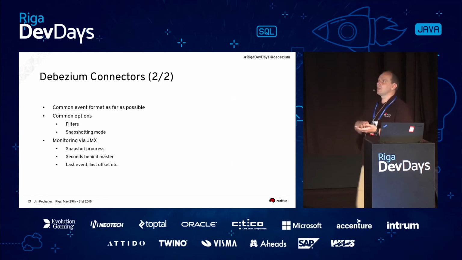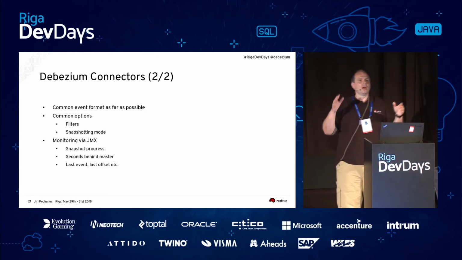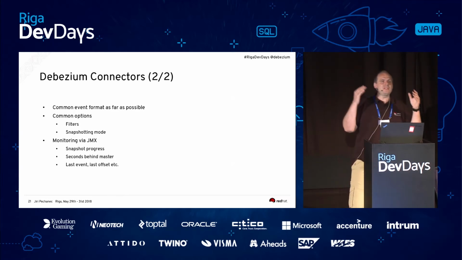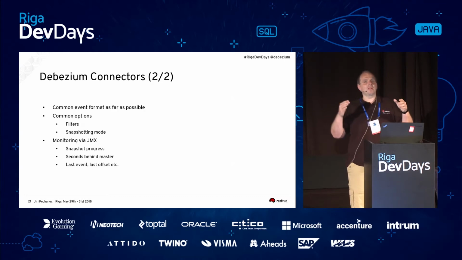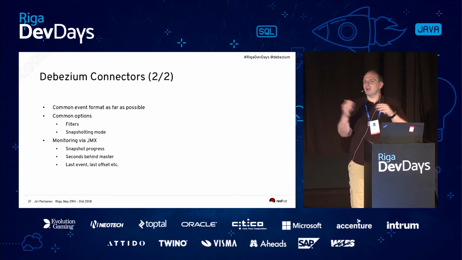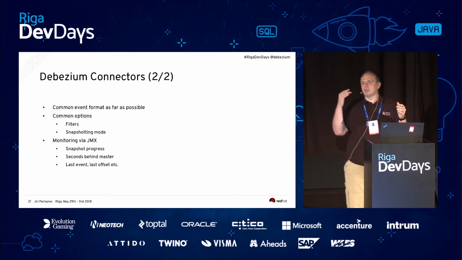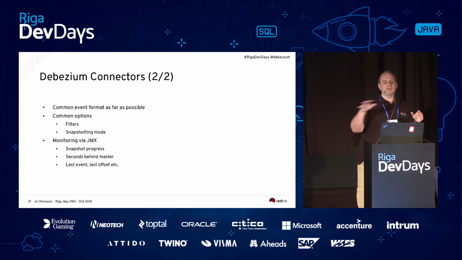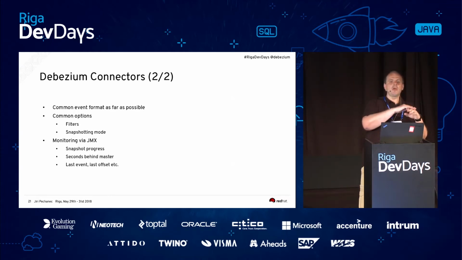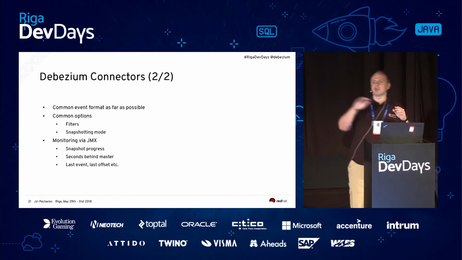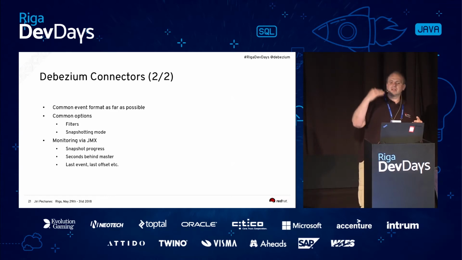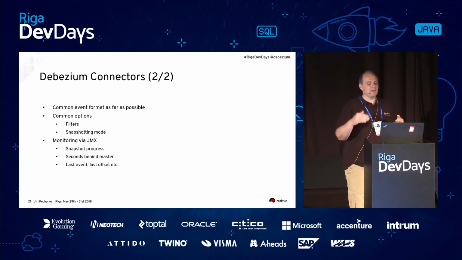In our connectors, we are trying to be as consistent as possible. We try to use the same format for the messages across all connectors, so the clients won't need to be prepared to handle different formats. We aim to keep common configuration options across all the connectors, again, to provide a consistent experience.